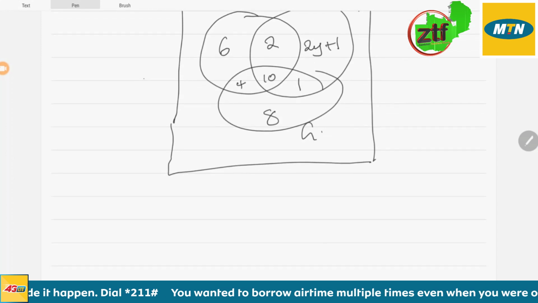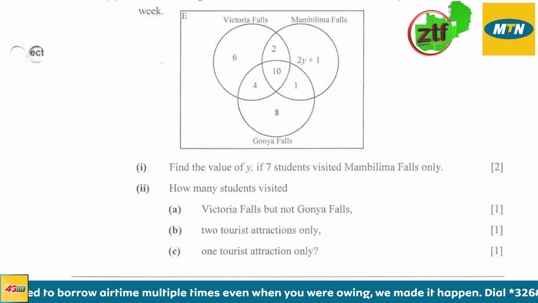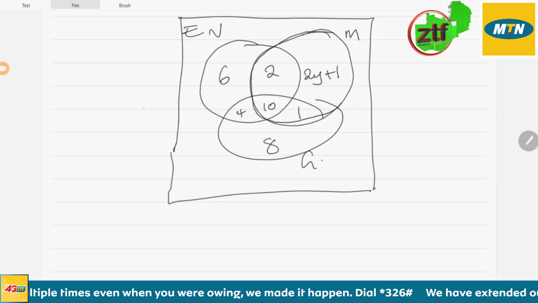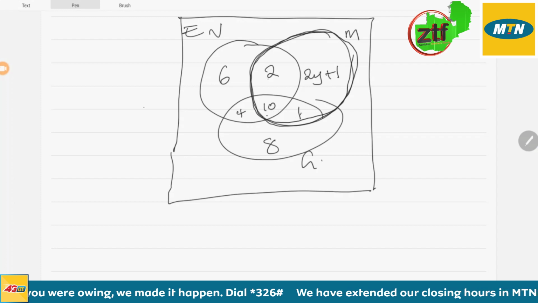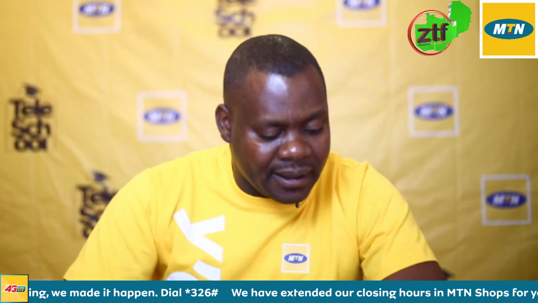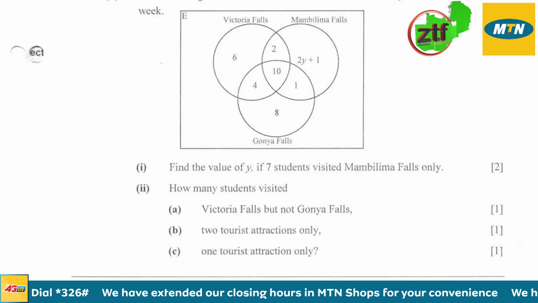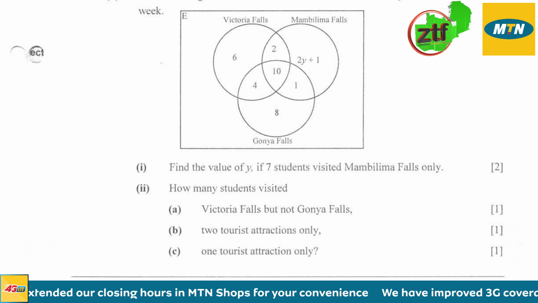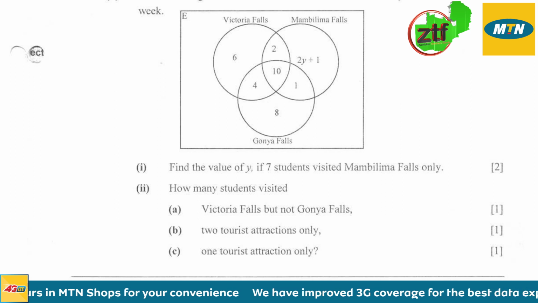Now, we have been asked to find the value of y if 17 students visited Mambilima Falls. So how are we going to look at this question? Mambilima Falls is this whole circle here. So if we add this and that, we should be able to get 17, because that's what we have been told. Find the value of y if 7, not 17, if 7 students visited Mambilima Falls only. Sorry, there is a condition that states only. That's a very important point that you need to put into consideration. Mambilima Falls only, 7 tourists visited.